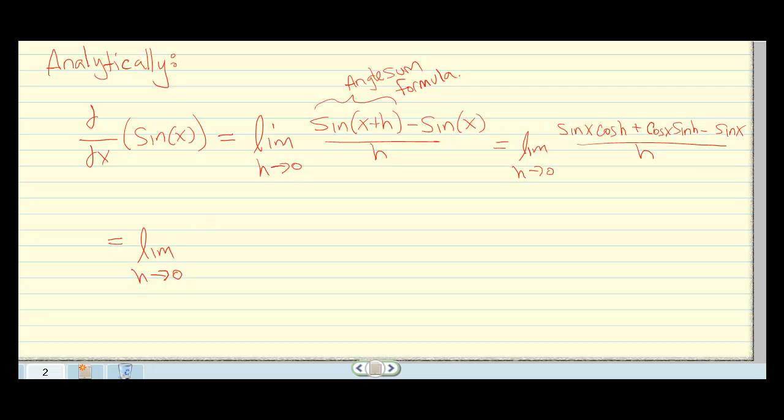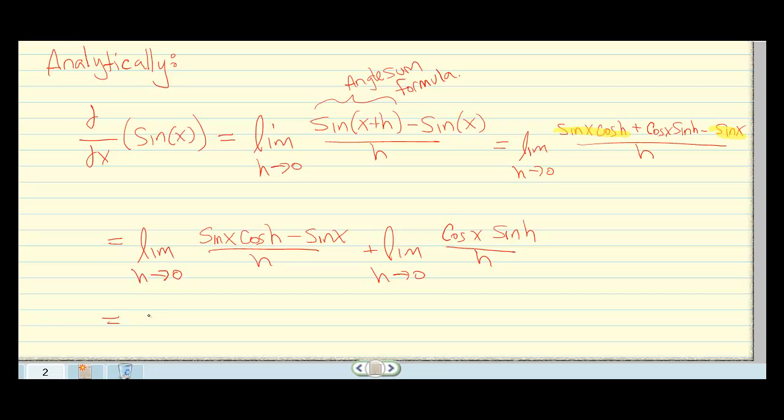Notice that I have two terms here. This term and this term both depend on the sine of x. So what I can do is collect these two terms together. I have a sine of x cosine of h term, and I have a minus sine of x term. Those are all over h. Plus, I will have a second term, the limit as h goes to 0 of cosine of x sine of h divided by h.